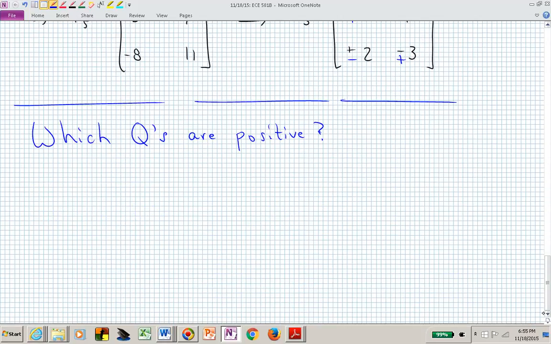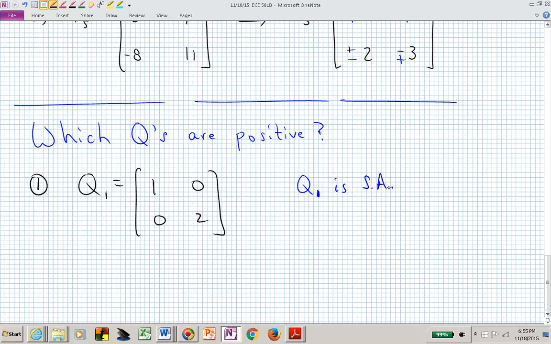Let's now look at some of these matrices Q and whether or not they're positive. So we just looked at some square roots. Let's now look at some matrices and try to determine if they are positive or not. First, let's say we start with Q1 equaling [1, 0; 0, 2], and we would expect that to be positive. Remember the definition of a matrix being positive. If Q1 is positive, then it's self-adjoint, and this one is.